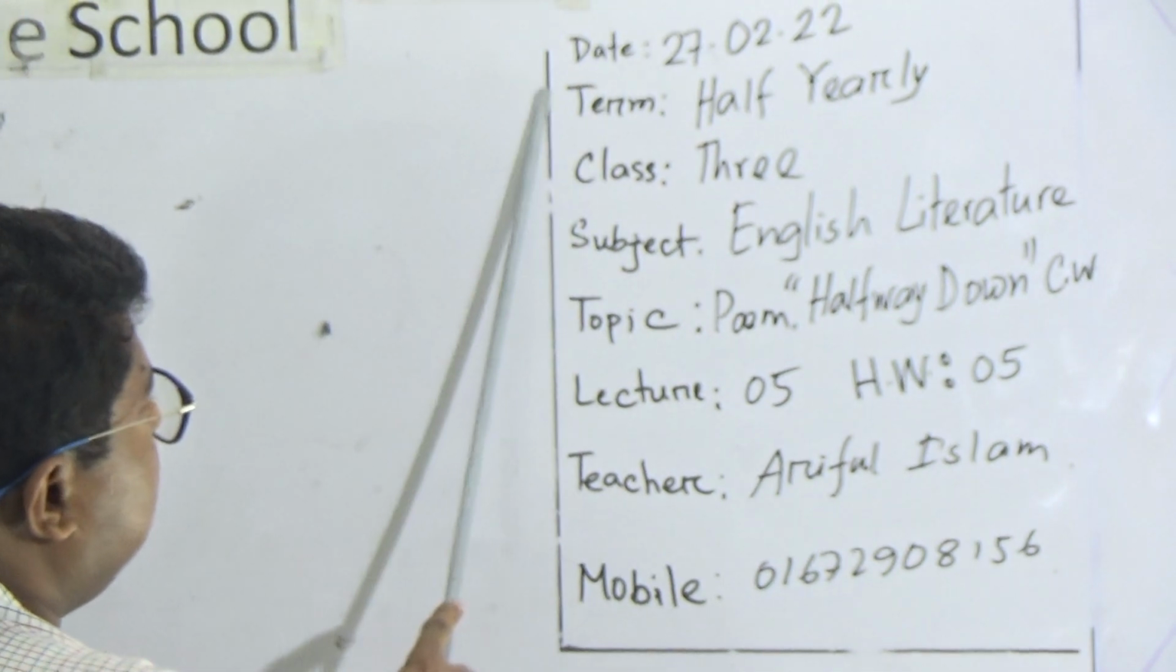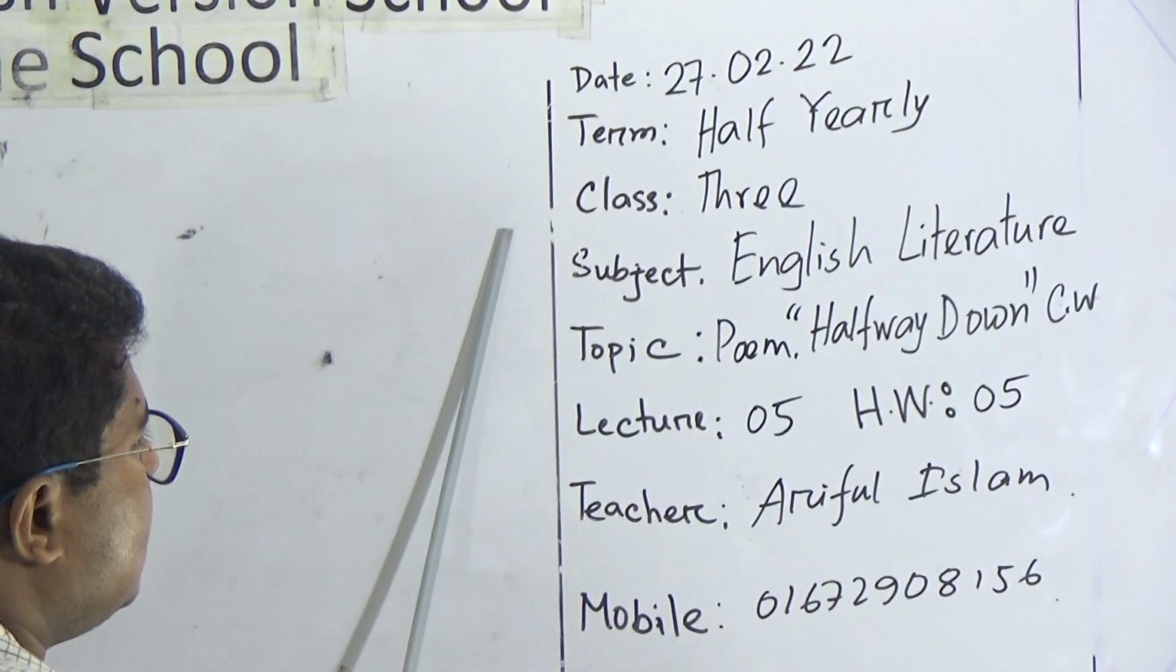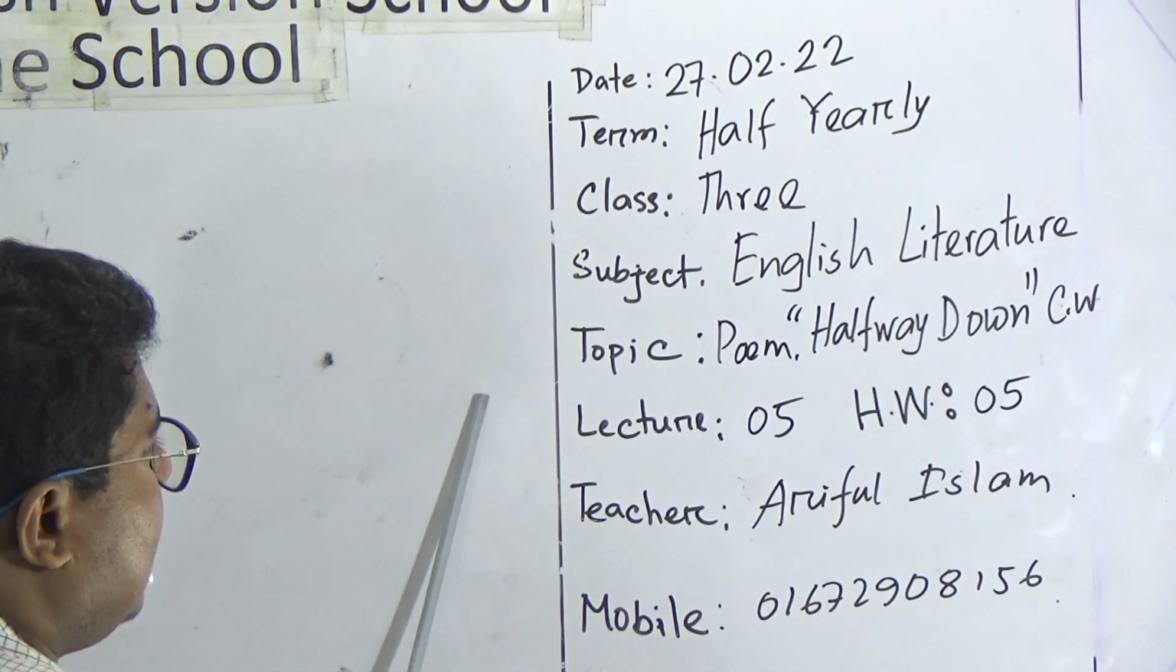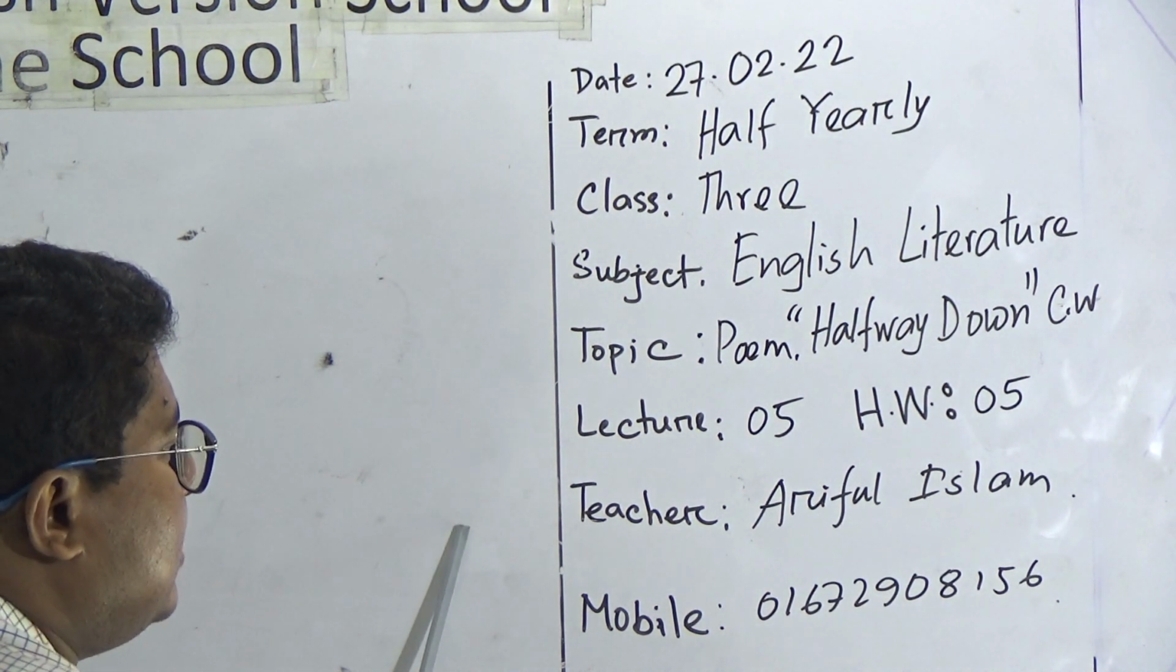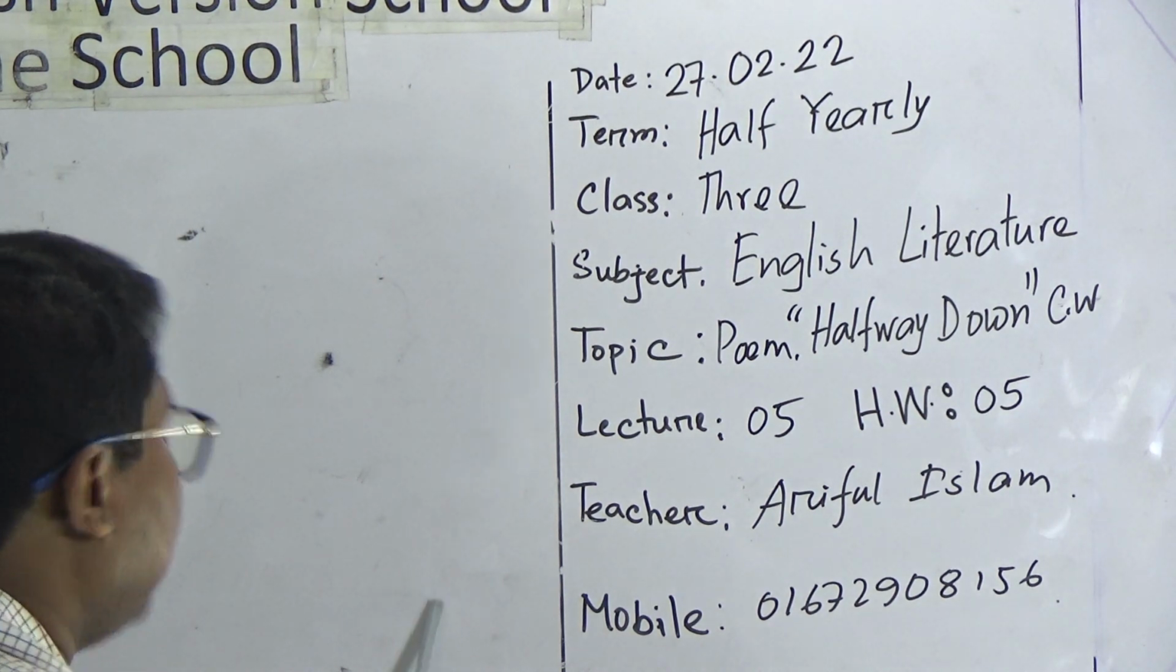Date. This is today's date, time of your class 3. Subject: English literature. Topic: poem "Halfway Down," CW. Lecture 05. Teacher Ariful, and this is my mobile number.